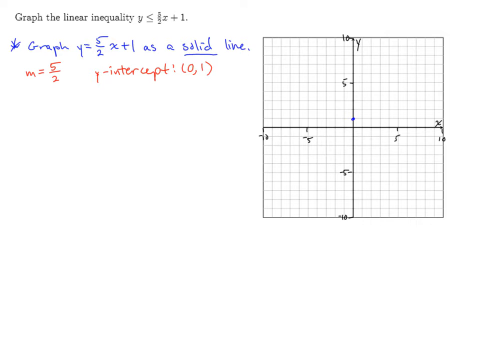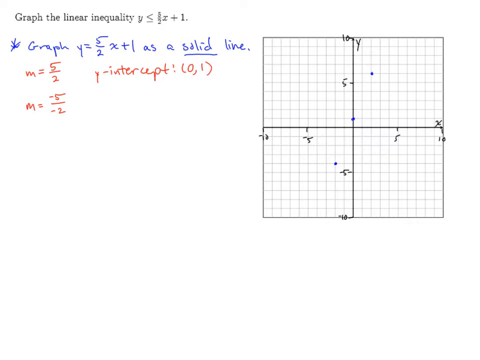So I go from 0, 1, and going up 5 units, right 2 units, I'll be at the point 2, 6. To find more points on this line, I can't continue going to the right, so I'll again remember that 5/2 I could also think of as -5 over -2, and so I could be going down 5 units, left 2 units. So from 0, 1, down 5, left 2, will put me at -2, -4.